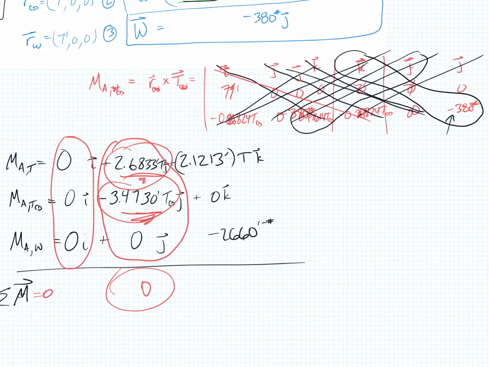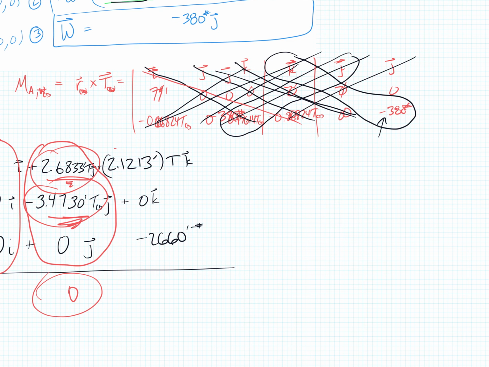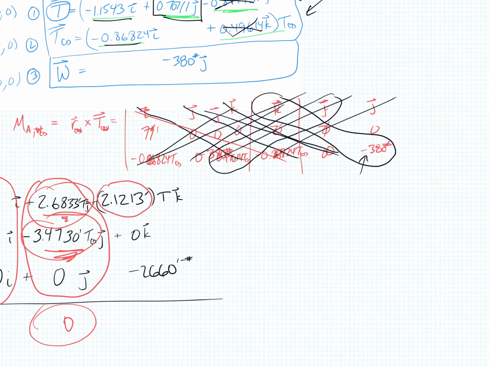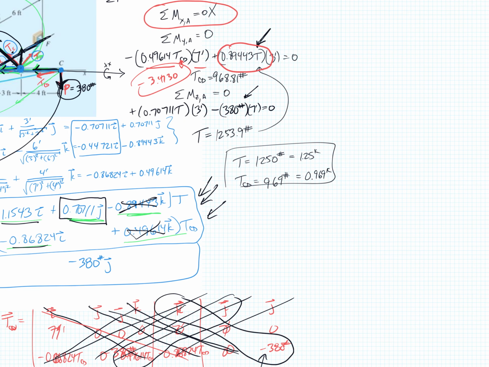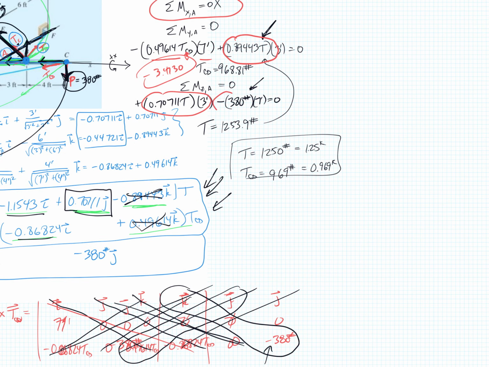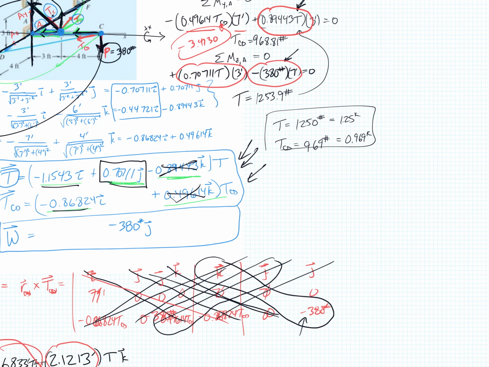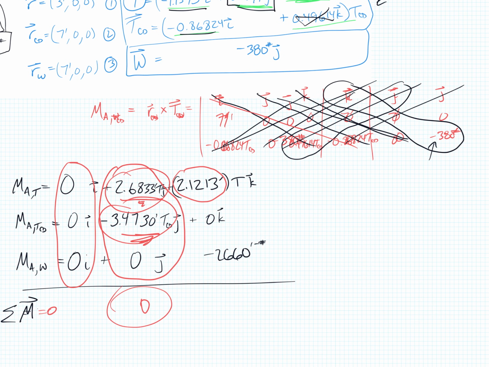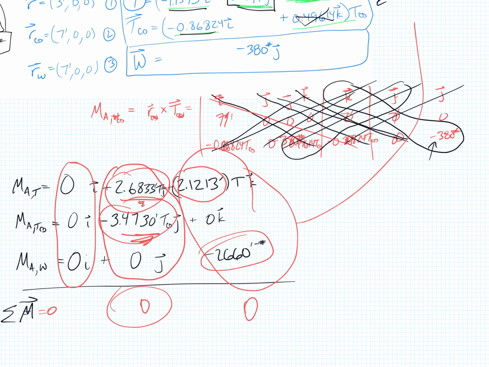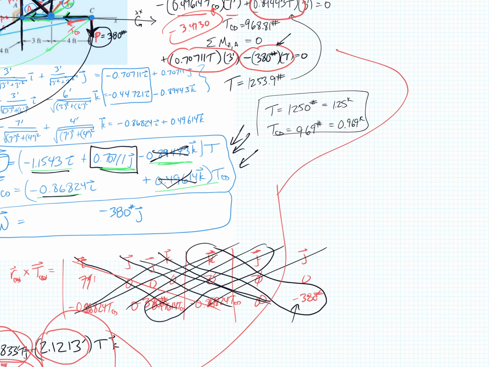Notice this last equation right here, 2.1213. That's this right here. 3 times, we can go ahead and plug it in if we want, and we get 2.1213. And then we got this negative 380 times 7. Negative 380 times 7 is this number right here. So we can add all these things up, and they add up to 0. So basically this is another way to get the exact same equations that we did over here.